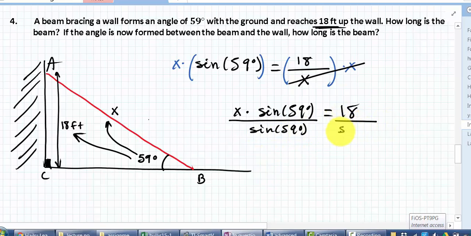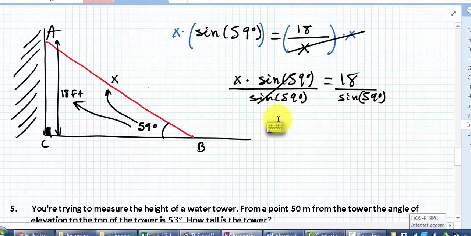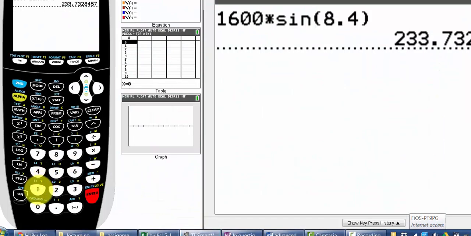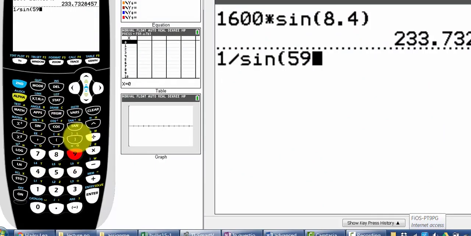It's a very simple equation to solve. You have to know how to do that without making a mistake. And that simplifies the x and the sine. And so we have x equals 18 divided by sine of 59 degrees. Okay, let's take the calculator. So we have 18 divided by sine of 59 right here.